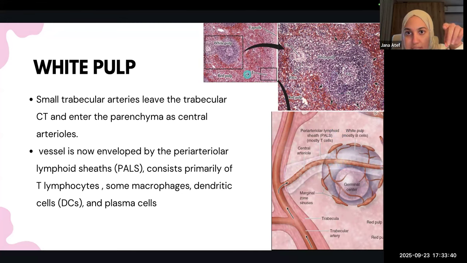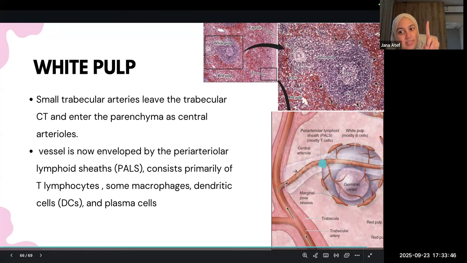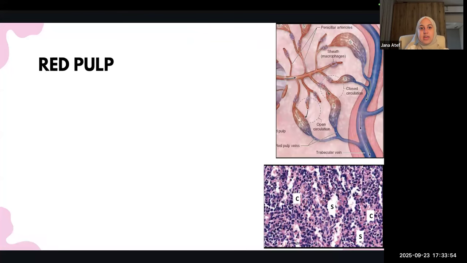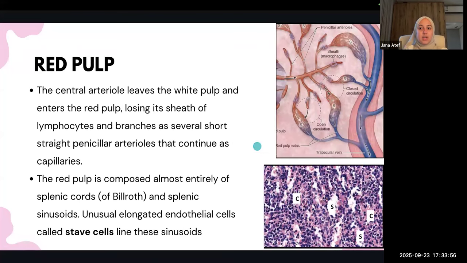So when there is a vessel that leaves the trabecula, see, this is the trabecula. Now it's not in a trabecula anymore. It's inside a PALS. So it leaves from a trabecula to a PALS. This is the first part of the blood moving inside the spleen. Now the red pulp, this is the ending of the white pulp. So this is the PALS. Once it leaves it, it loses its sheath. It loses the PALS.